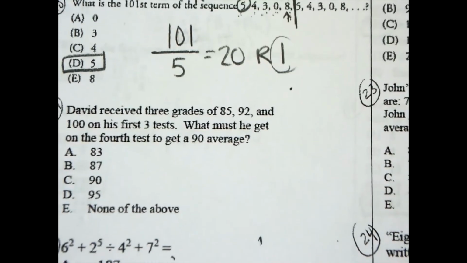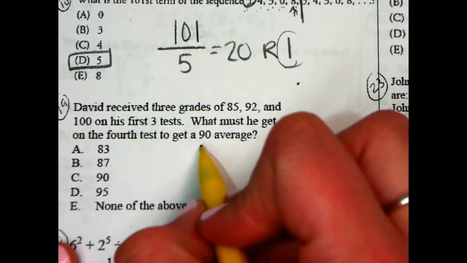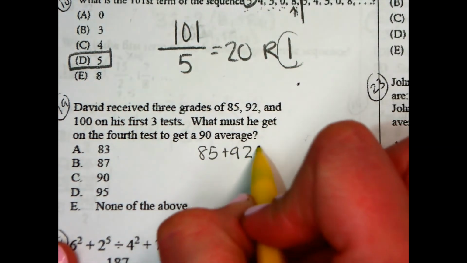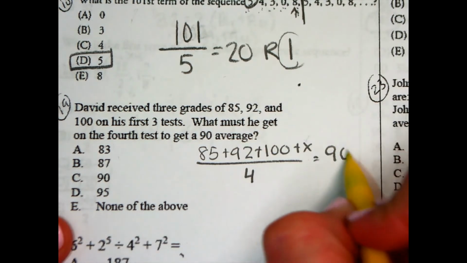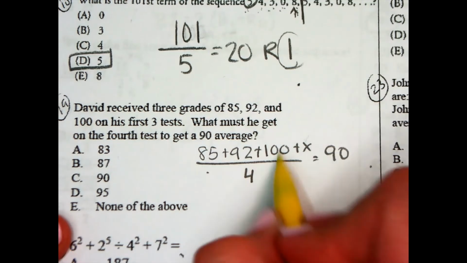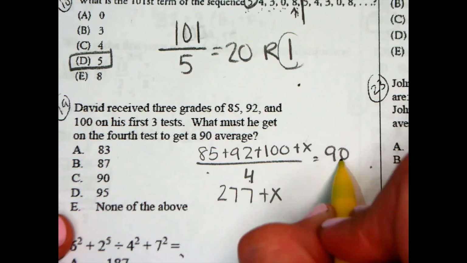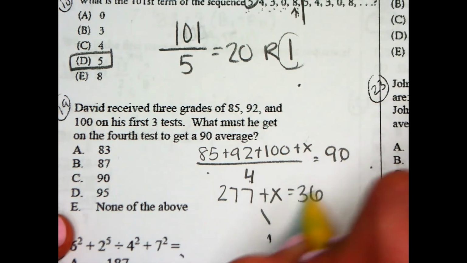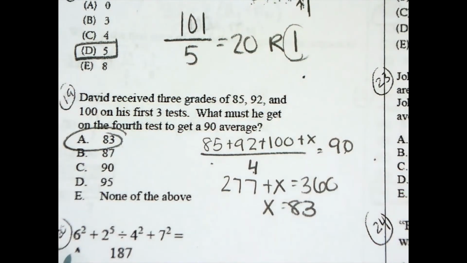Number 19, David received 3 grades on his first test. What does he have to get on his fourth test to make an average of a 90? So we're going to just do an average. So 85 plus 92 plus 100 plus x over 4 equals 90. Multiplying both sides by 4 and adding the top, I get 277 plus x, and then 90 times 4 is 360. So x is 83. In order for him to make a 90 average, he must make an 83 on his next test.